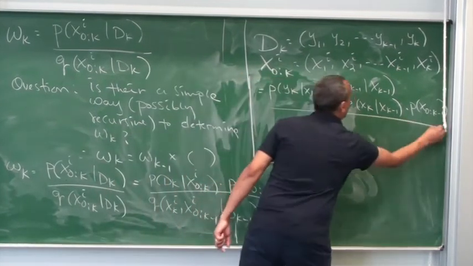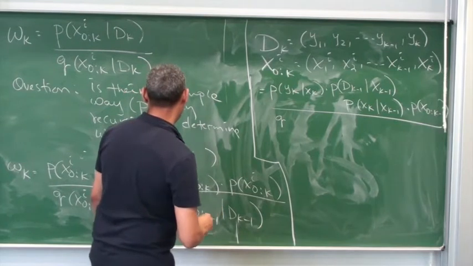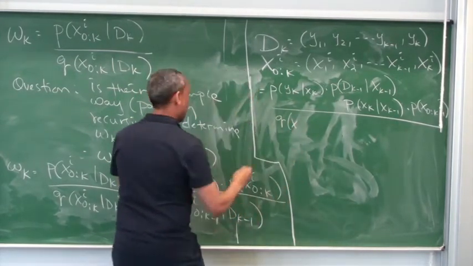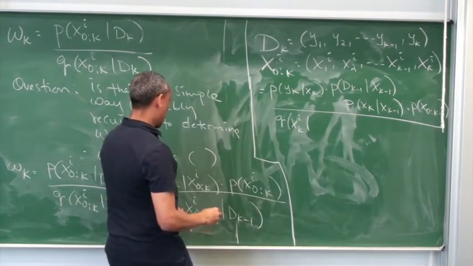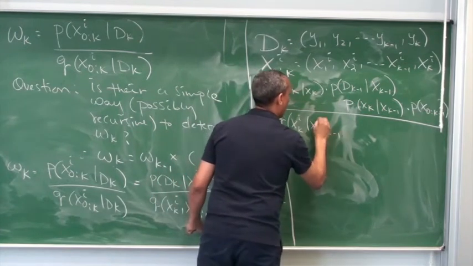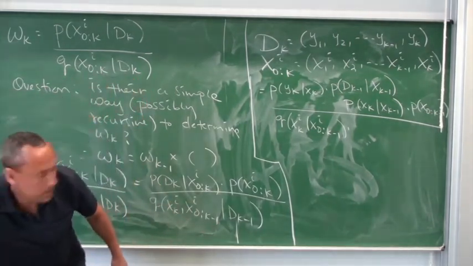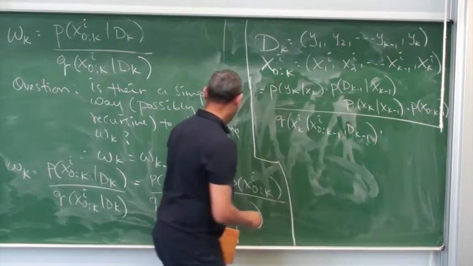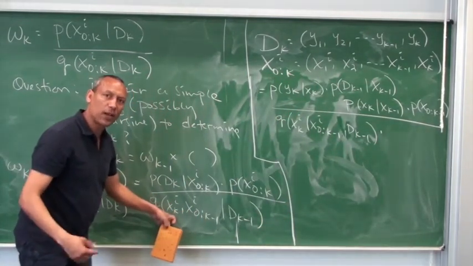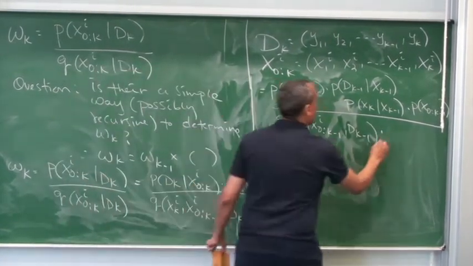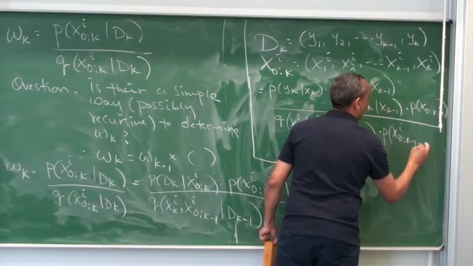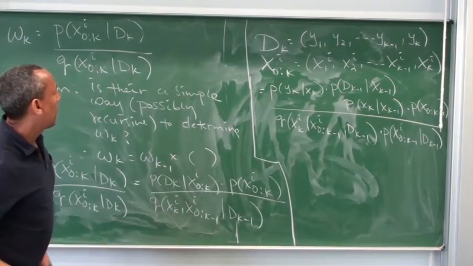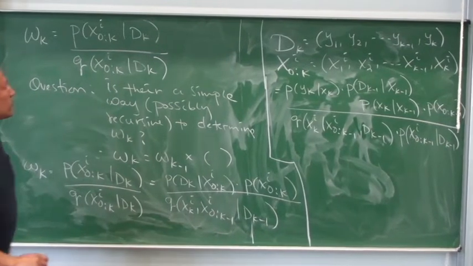And now, for this one, q, we can describe this as xk given x 0 to k minus 1. I just conditioned it. And dk minus 1 times, because this is a joint density function, I'm going to describe it as a conditional probability function. So this is the probability of xi 0 to k minus 1 given dk minus 1. Okay? Now look, this is measurement.